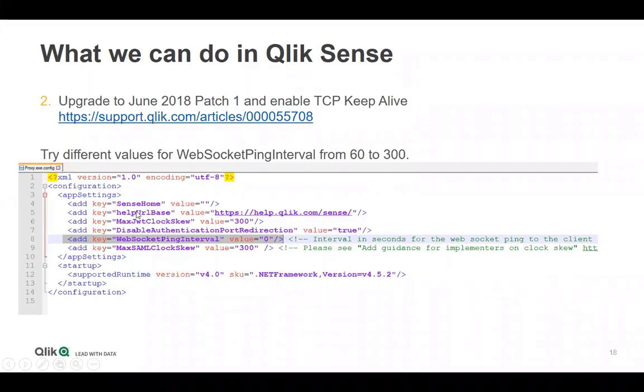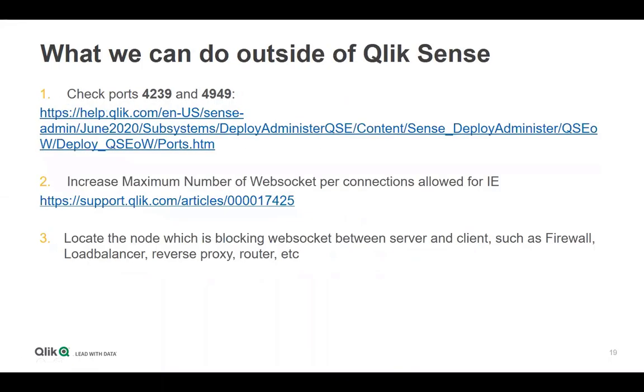Sometimes you may not notice this line in some earlier versions, so you need to manually add this line. But I just found that in later versions it's already there, but by default it's turned off with this 0 value. So these are two things we can do within Qlik Sense.